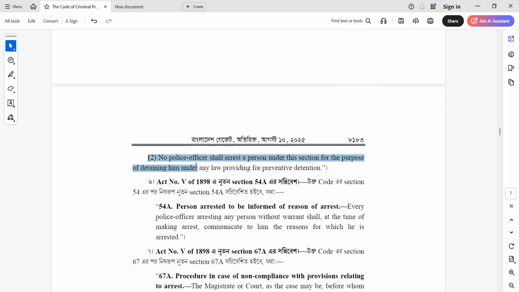Subsection 2: no police officer shall arrest a person under this section for the purpose of detaining him under any law providing for preventive detention.